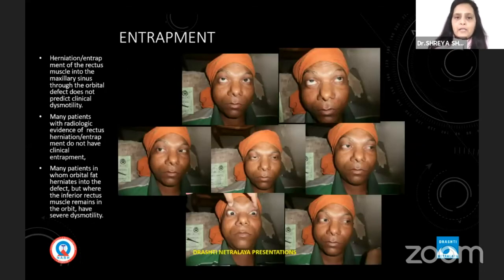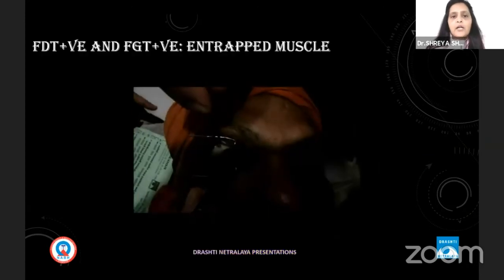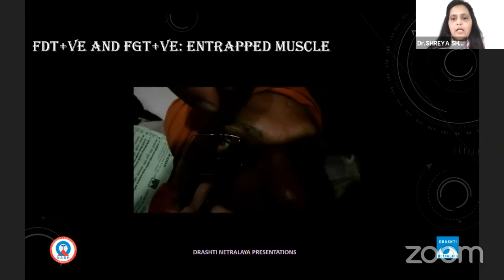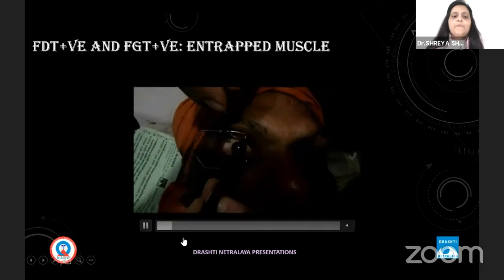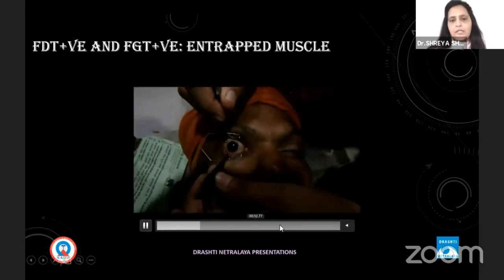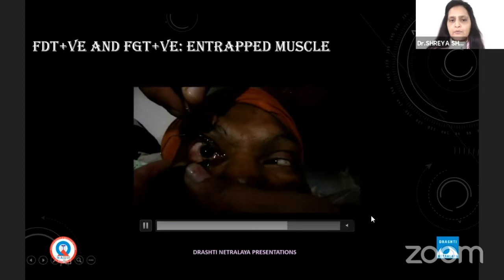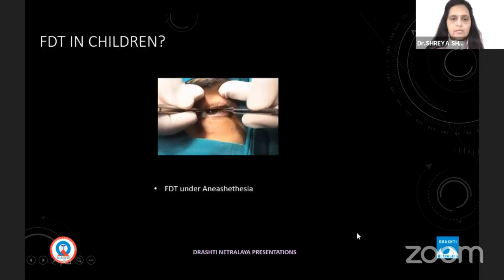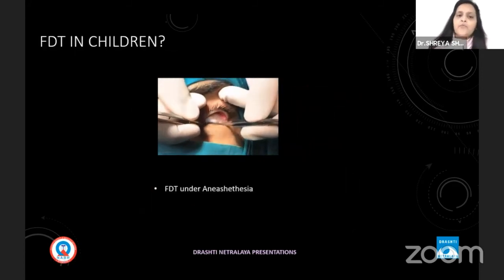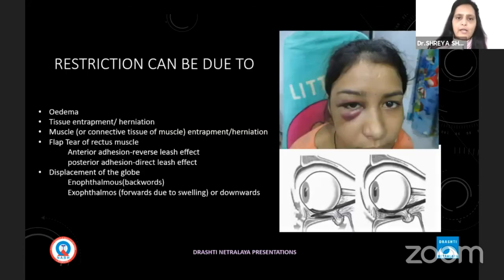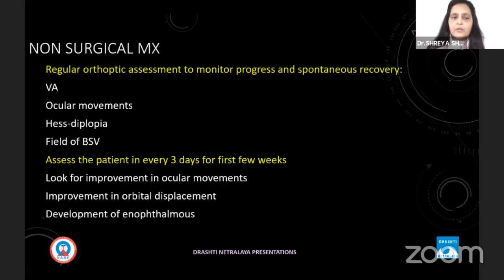But all entrapped muscle will not cause the motility disorder, and all motility disorder will not cause the entrapment. So the force duction and force generation test helps you very much. This is force generation test positive in this person. For children, we need to do force duction test under general anesthesia. Restriction should not be just jumped upon and concluded, because it can be just because of edema, entrapment, herniation of tissue, entrapment, herniation of muscle, flap tear, and displacement of the globe. These are the differential diagnosis.